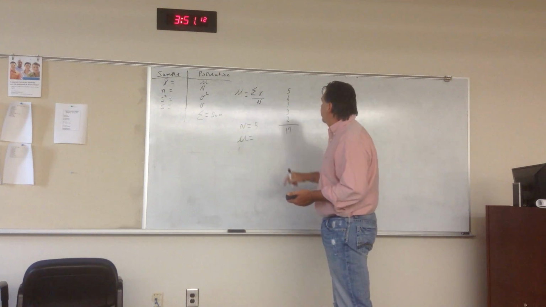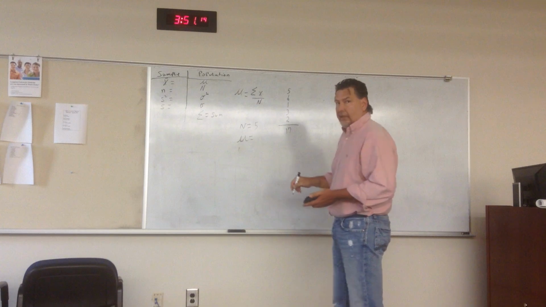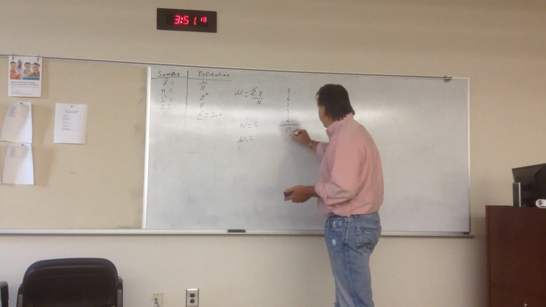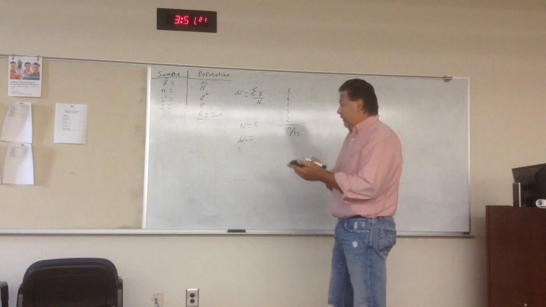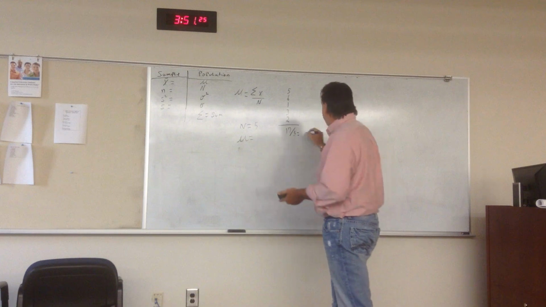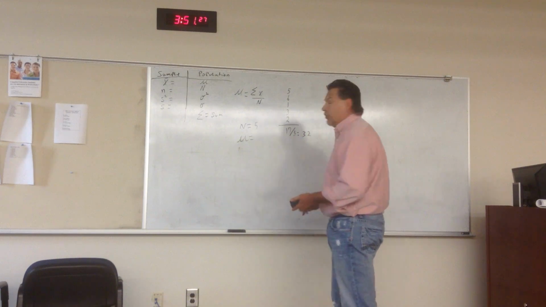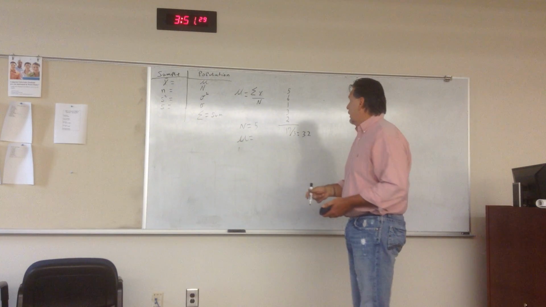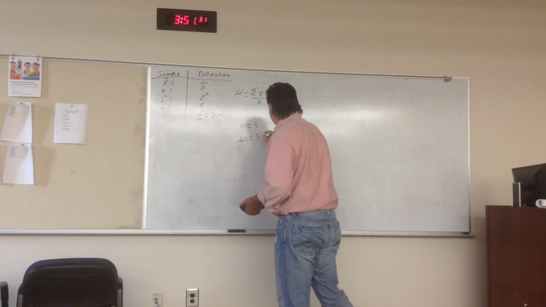Now the next thing says we have to divide it over n, which is 5. So if I take 17 and divide it by 5, I will get my average. 17 divided by 5 is giving me an average of 3.2. So that is going to be my mean, 3.2.